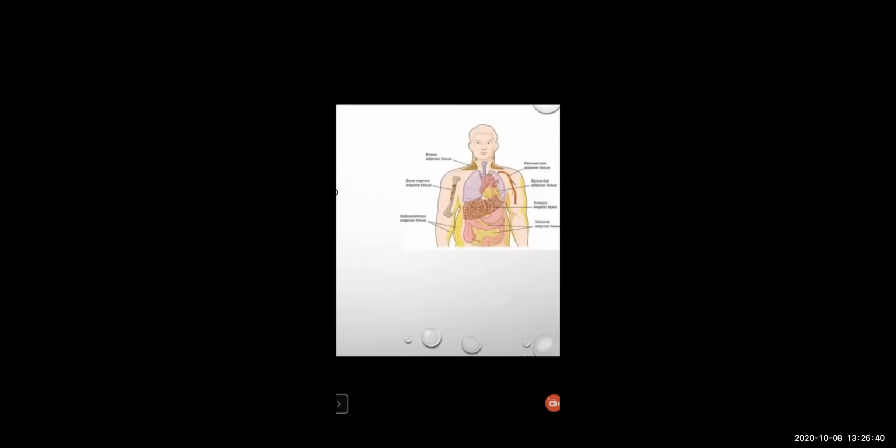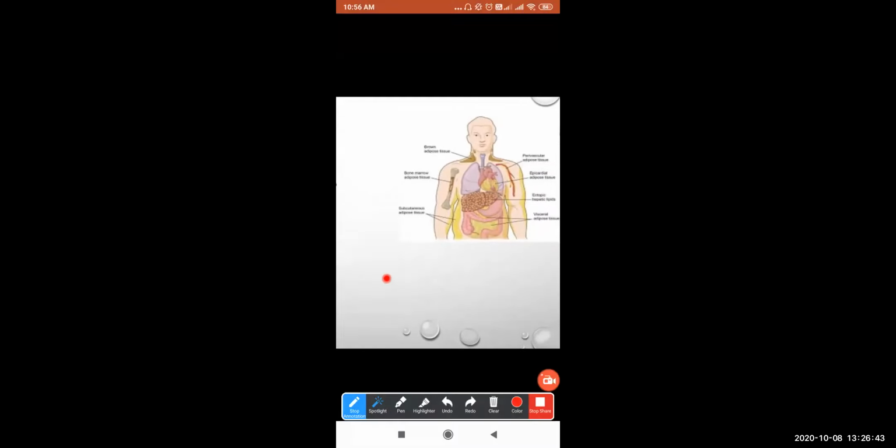Now the next connective tissue is the adipose tissue. See, in this image, it is very clear what adipose is. Where is the location of adipose tissue? You can see this yellow part. It is present in the visceral organs near the heart, in the shoulders, in the lower part of our body.